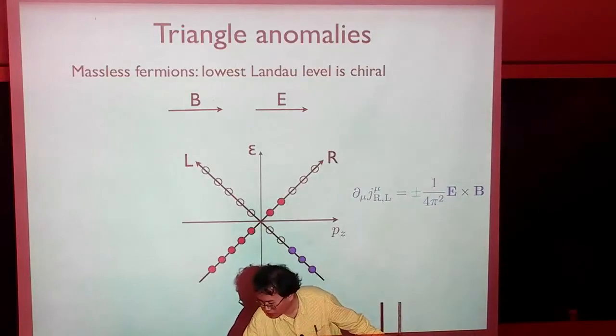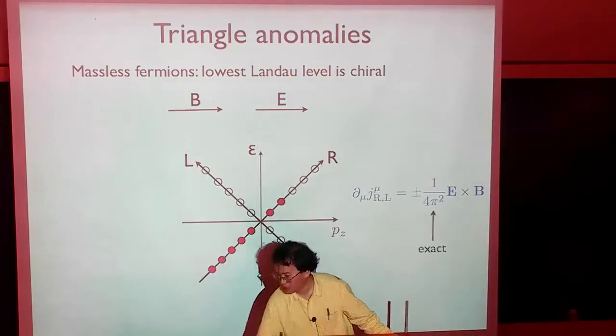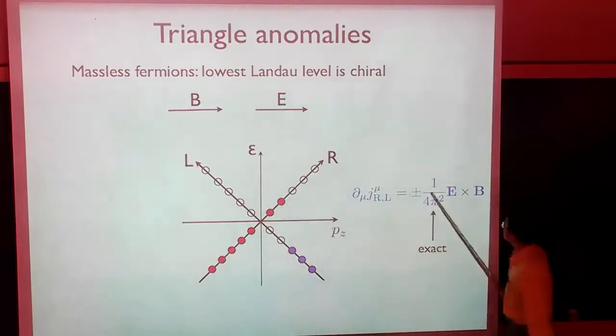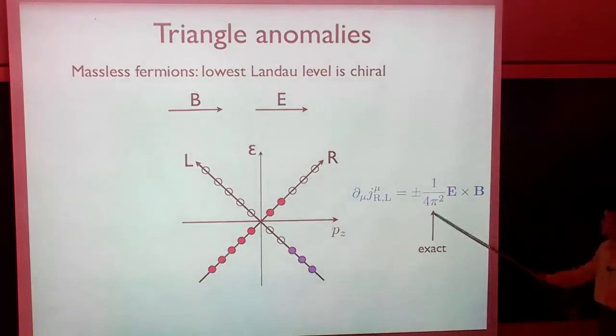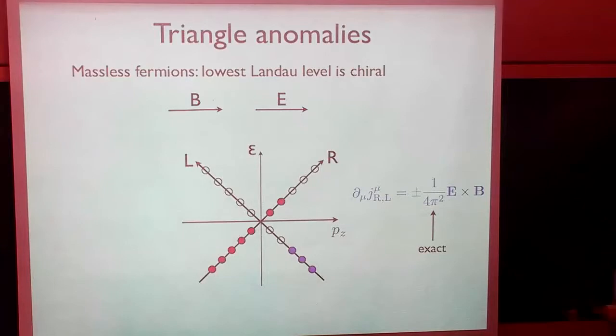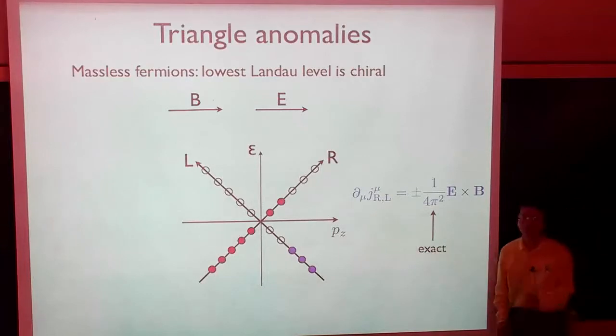One can make it precise. So the number 1 over 4 pi squared is actually correct, is actually exact, even when one turns on interaction between the electrons.